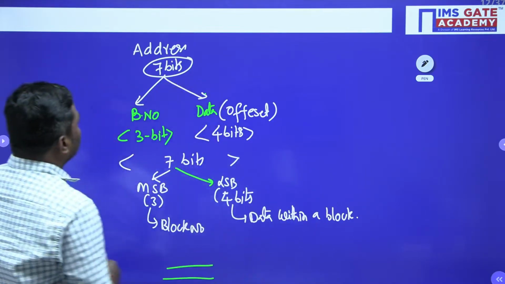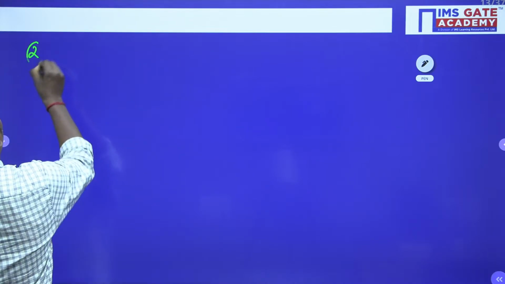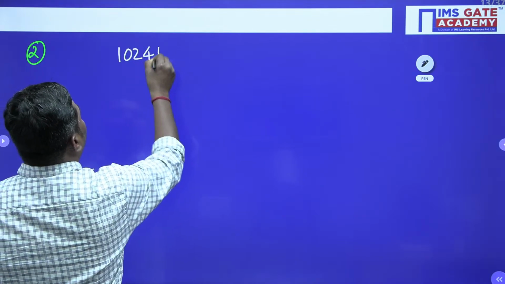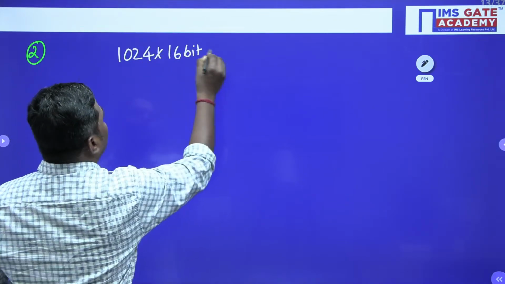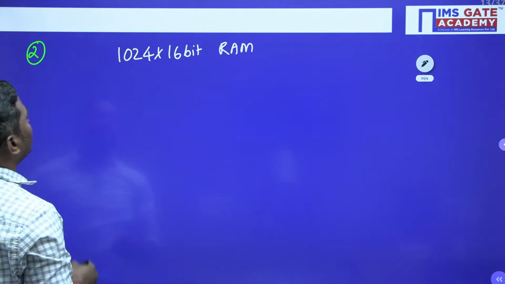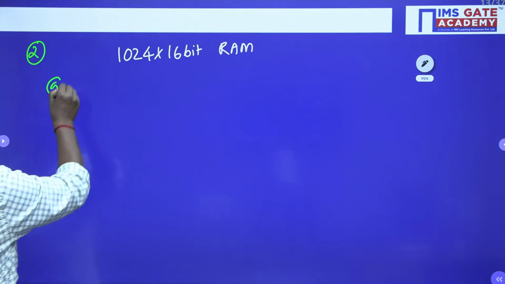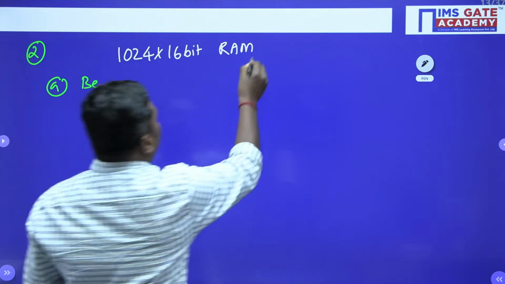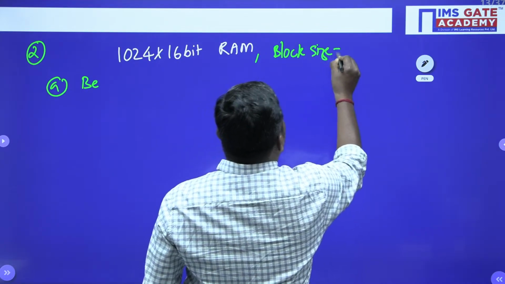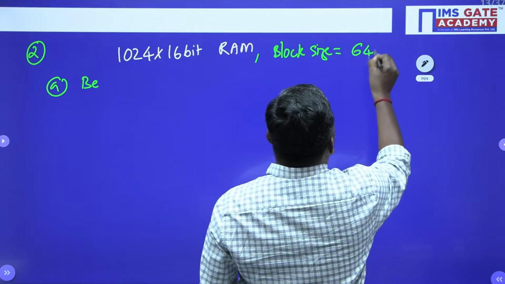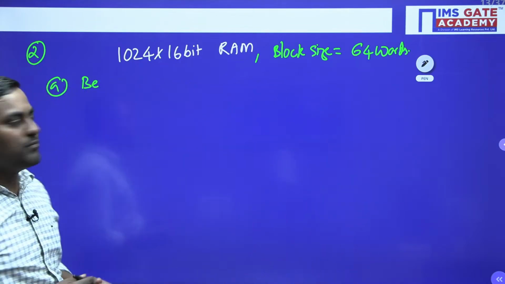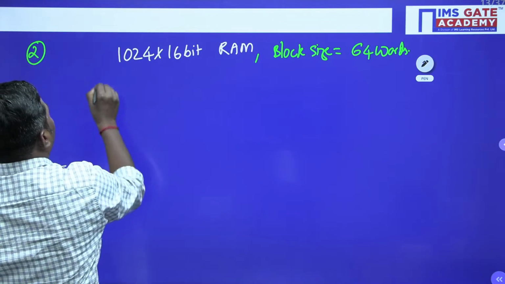So let me take another example, so we'll get clarity. Example 2. Suppose I take 1024 by 16, a 16-bit RAM, the main memory. 1024 by 16 bits. Now see the A, before organization. Let me take again the block size. Block size is 64 words, assume that. Now tell me how many blocks we will get? Number of blocks.